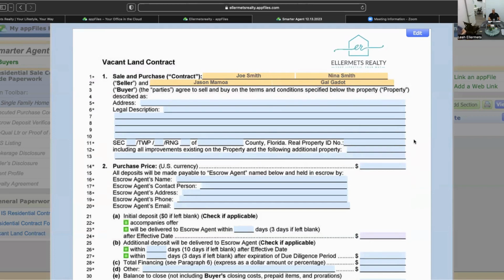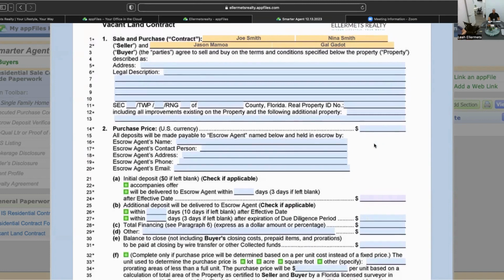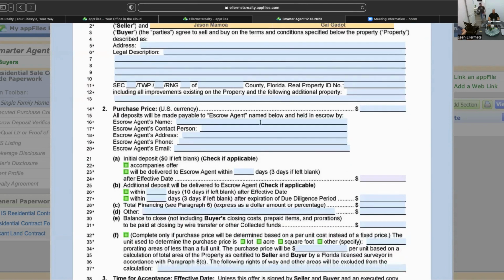The only way you can use a vacant land contract if there's a structure on it is if that structure is uninhabitable and somebody's planning on demoing it, okay? So of course you put the address in, the legal description, just like any other property. Important to put your section, township, and range because we want to make for darn sure this is correct. Copy this directly out of the tax records, guys. Of course, put your price in, escrow agent, contacts. These are all the standard things that we have to do.